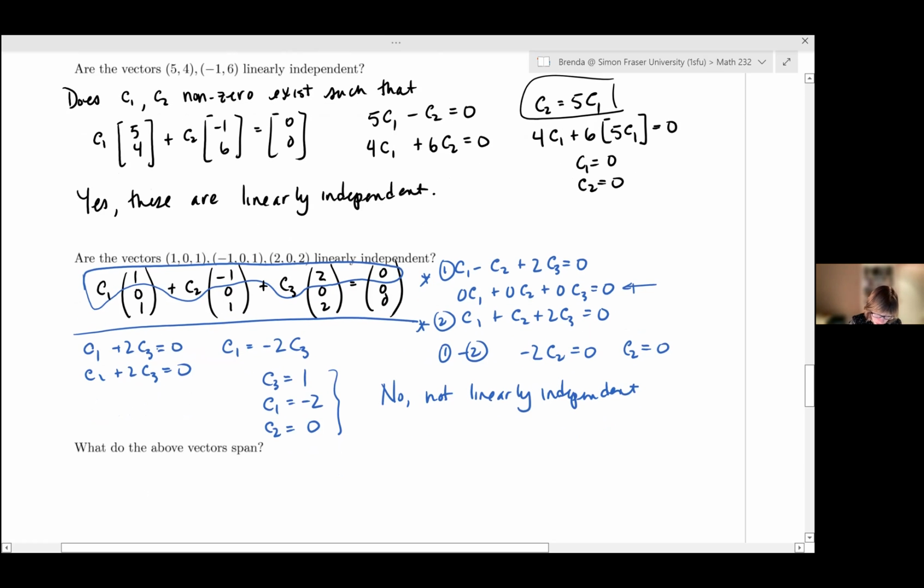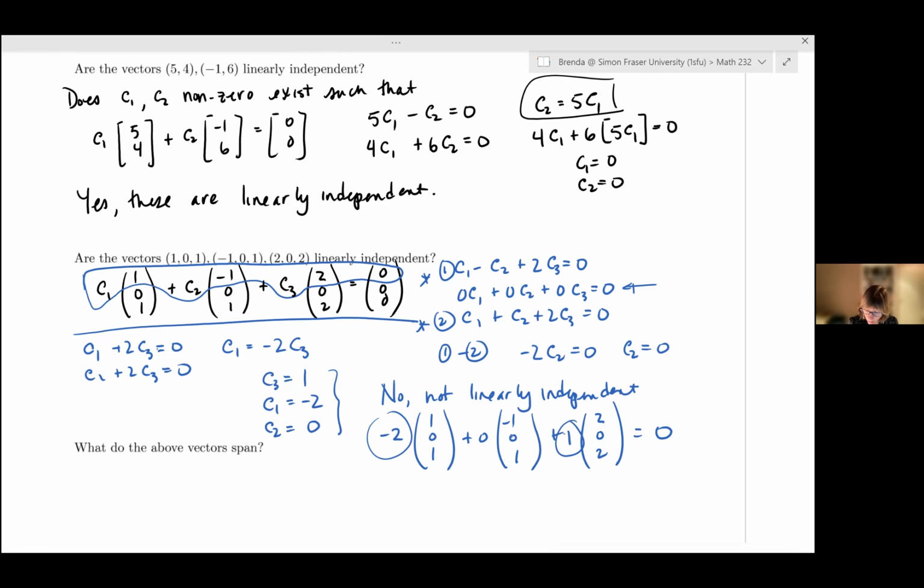So what have I found? Let me just write this out. I have found that minus 2 times this, plus 0 times this, plus this, and this is not 0, and this is not 0. There's a 1 there. That is not 0. And yet the whole thing adds up to be 0. So clearly I can make 1 out of the other 2. Okay, so now we've established in this case that the vectors were linearly independent, and in this case that the vectors were not linearly independent.